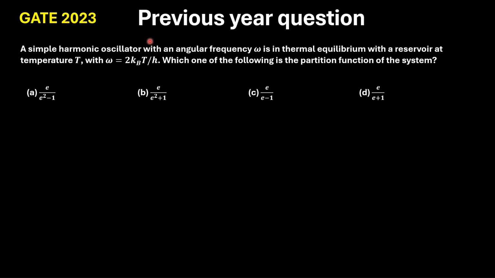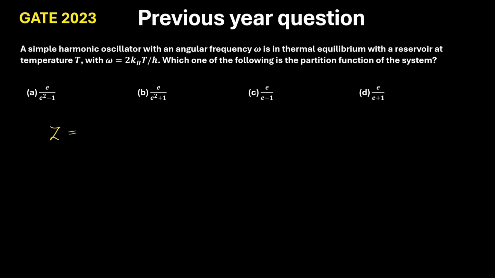This is a very recent question. It was asked in GATE 2023. A simple harmonic oscillator with angular frequency omega is kept in equilibrium at temperature T. So it is a canonical ensemble, and frequency is given, and we have to choose which one is the partition function. Now we already know the formula.